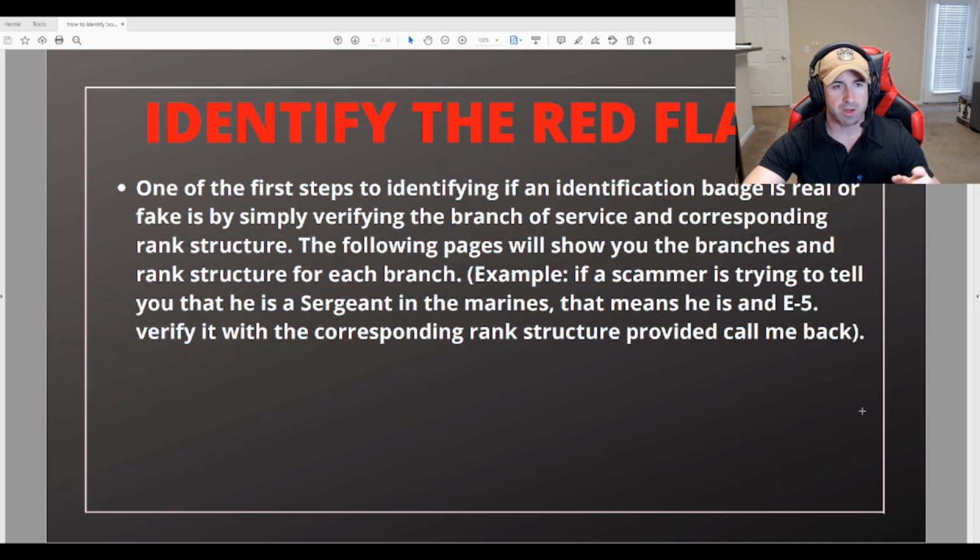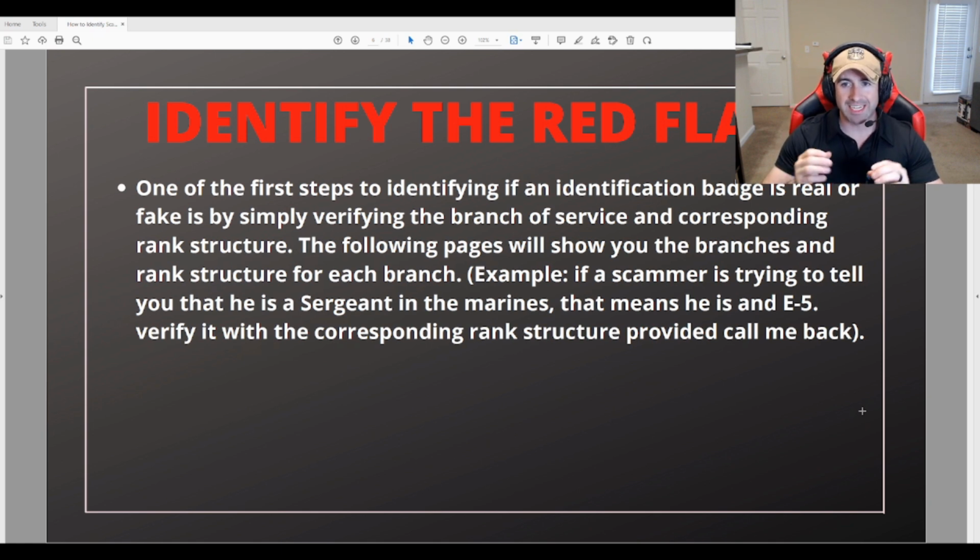So the first part here is going to identify the red flags. One of the first steps to identifying if an identification badge is real or fake is by simply verifying the branch of service and corresponding rank structures. You can look back on our rank charts for that. The following pages will show you the branches. Basically, I go through the branch structure here, and you can just Google the branches. I'm not going to go through it on this slide, but one of the main things is knowing if you understand the ranks. Like, is the badge equivalent to the rank that he gave you, or vice versa?